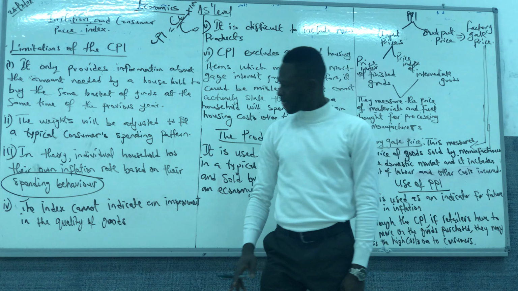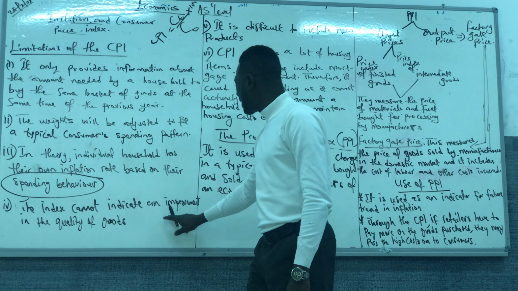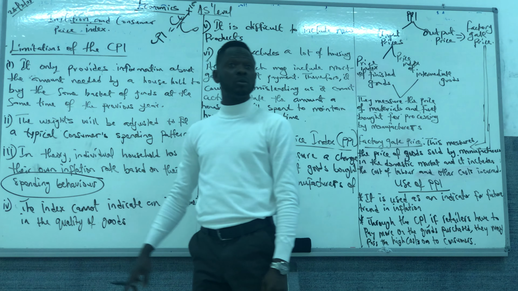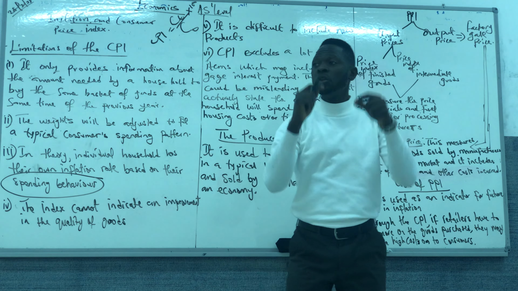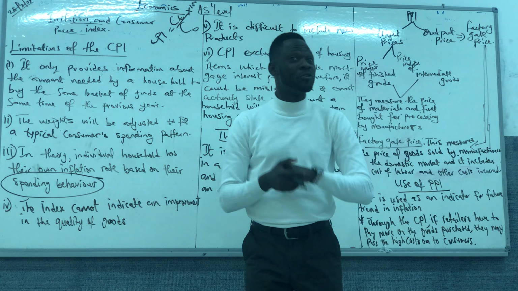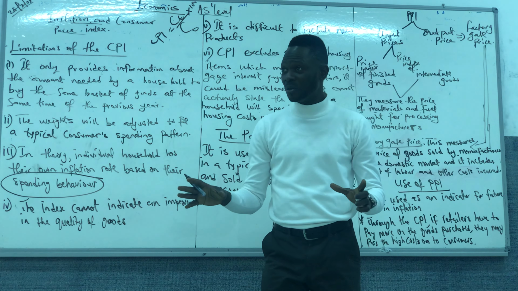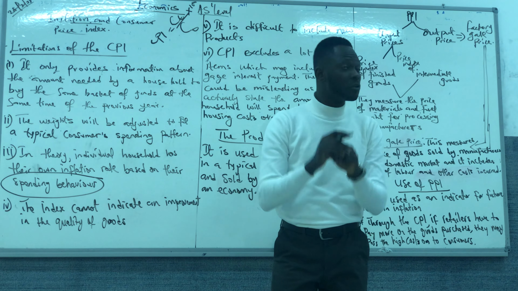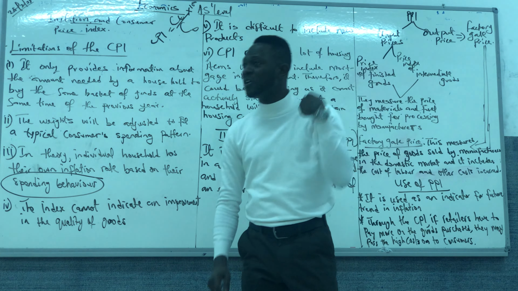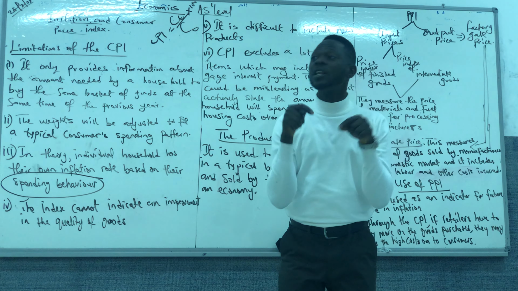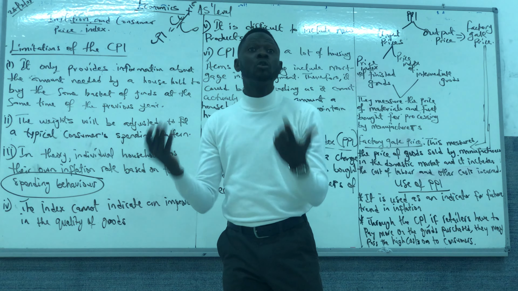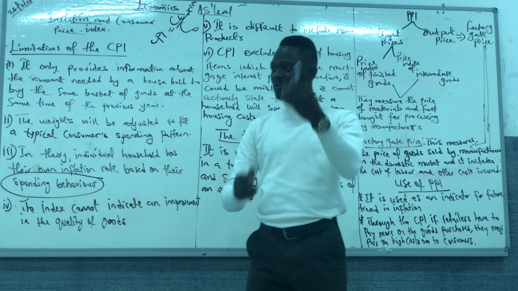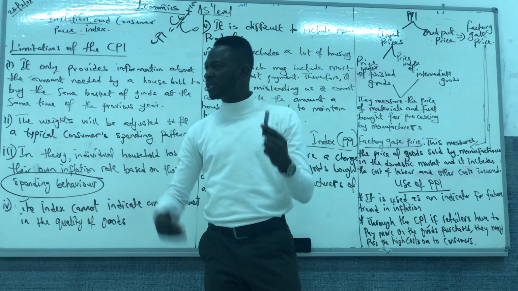Do we get it? The last one: the index cannot indicate an improvement in the quality of goods. Yes, we're going to know the increase in the price of goods compared to the previous year. But we're not going to know the quality that has improved in the goods. Last year we bought this marker for 1, but today it is 1.5.